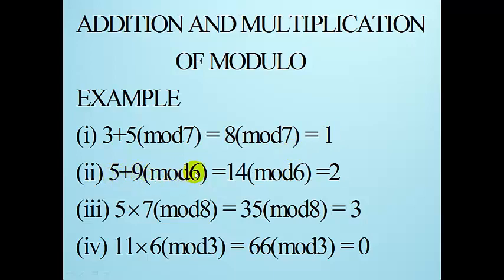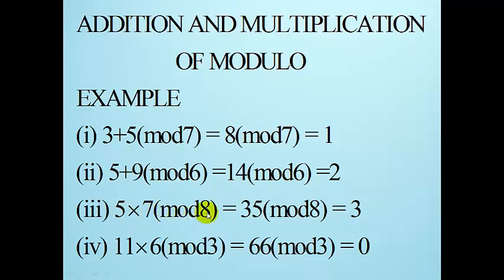5 plus 9 mod 6. 5 plus 9 is equal to 14, and 14 mod 6 is equal to 2. Why is it equal to 2? This is because we have two groups of 6 in 14, and the remainder is 2. Because the two groups of 6 will give us 12, and so we can see that the remainder is 2.